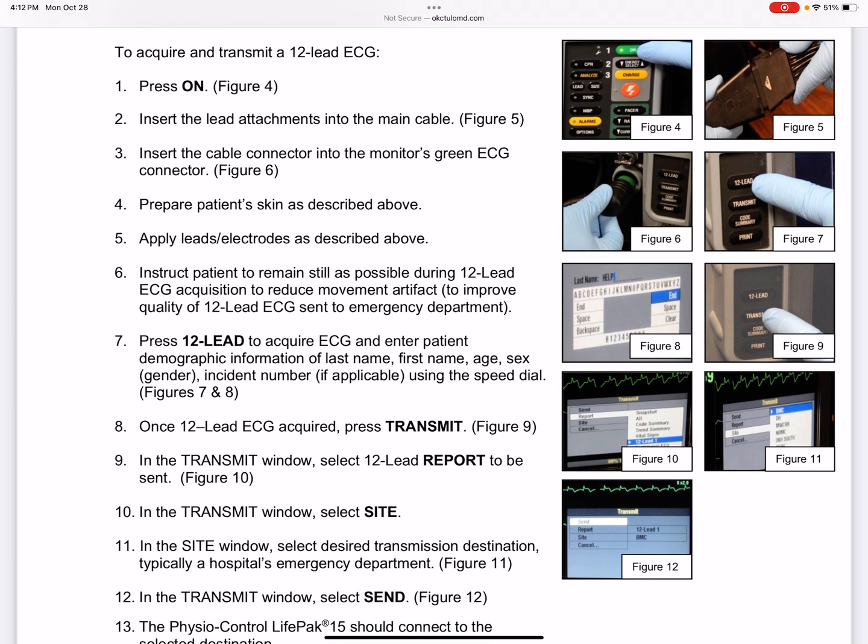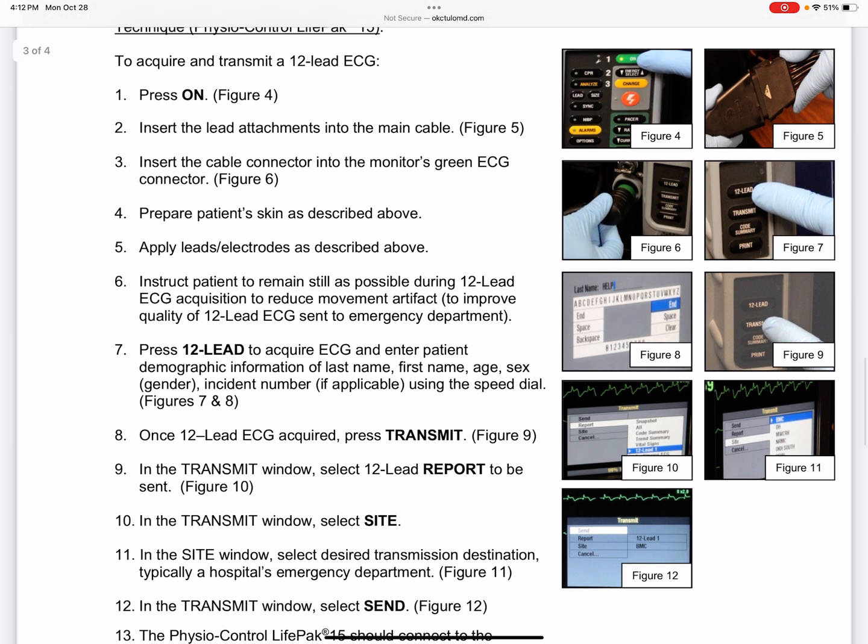You can go to options, and it shows over here on the figures 4 through 12 on how to turn it on, transmit, all that stuff. But if you go to options and press patient, you can go ahead and click female or male and then their age. That way, whenever you press 12 lead, it'll automatically start obtaining. If you don't do that and you click 12 lead, it will pop up asking the sex of the patient, male or female, and then it will ask you their age. And once you click their age with the dial, it will instantly start obtaining a 12 lead.